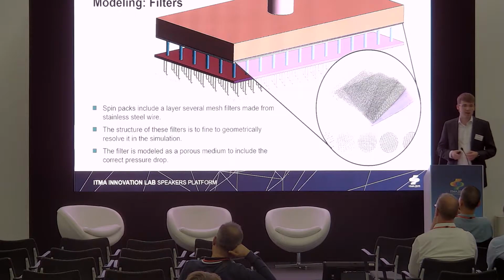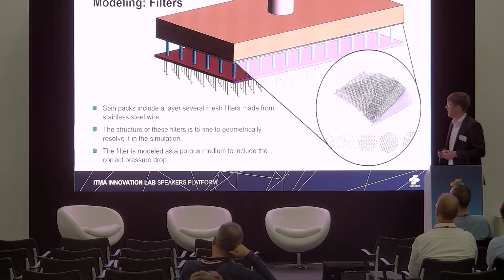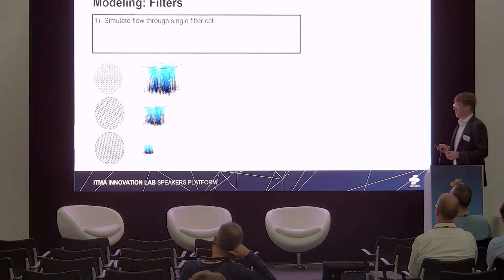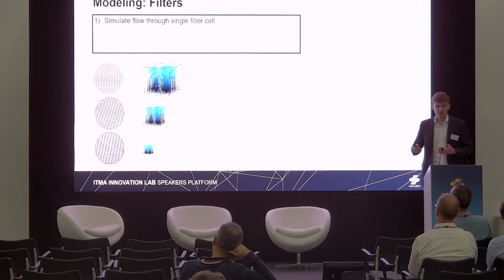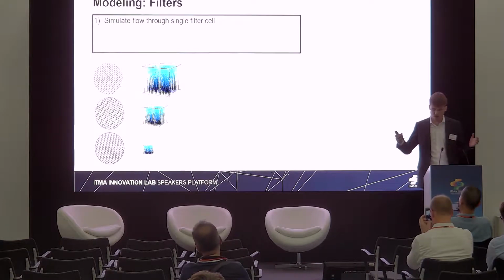Then the second step to consider is the filters. Filters usually generate a pressure drop. When having a look at the flow in the spin pack, this pressure drop is quite important, and we have to include it in our model. What we usually do in order to tackle the filter is a multi-scale approach. The filter, of course, has many small cells and we cannot resolve all of them in a whole simulation.